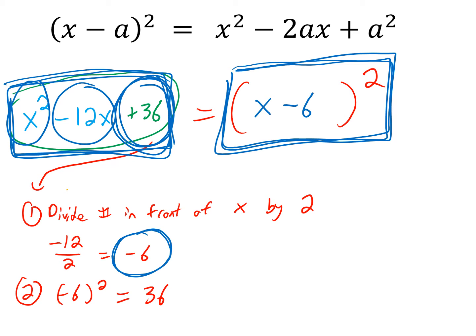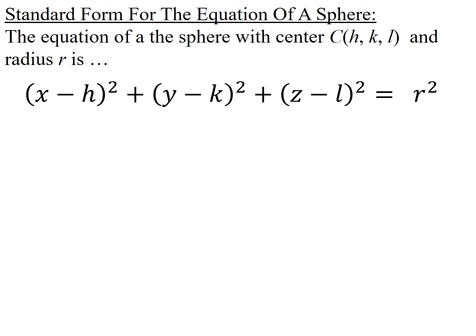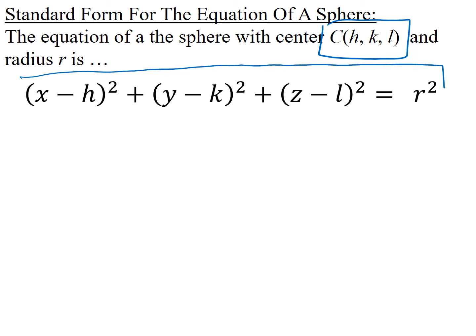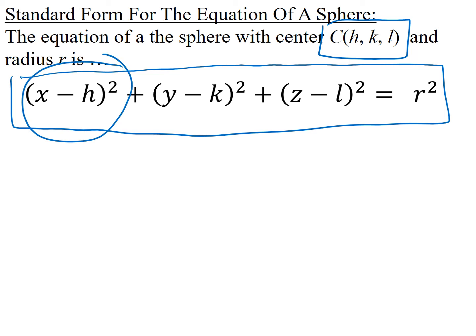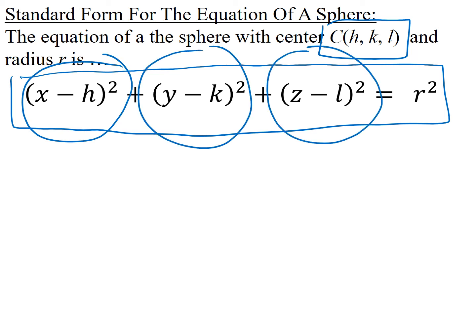Okay, so now that we know how to complete the square, why do we care? This is the standard form for the equation of a sphere. If you have a sphere and the center is the point (h, k, l), three numbers because it's three dimensions, and the radius is r, then this is the equation of the sphere. Take a look at this equation. We have something squared here, something else squared here, something else squared here. So mess squared, another mess squared, another mess squared, and this is r squared.